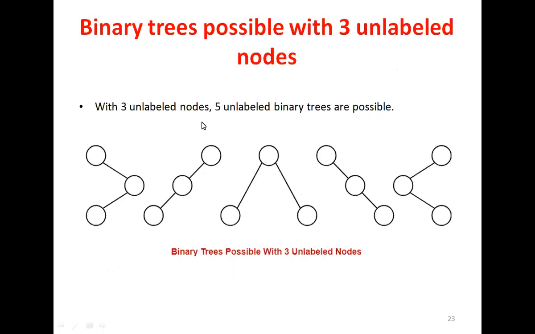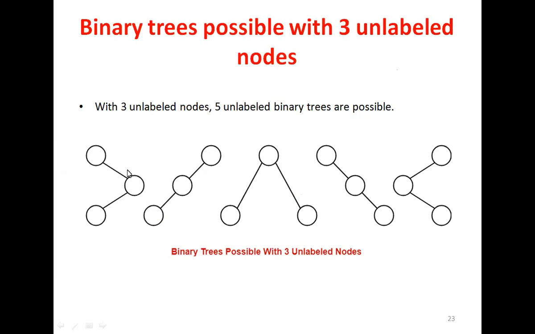For example, the constraint is we can use only 3 nodes, and the nodes are unlabeled. There is no name given to any node. So node is having no name, only node is there, but we can construct the binary tree using these 3 nodes. And different types of tree can be constructed. And what are those different types of possible trees? These are the possible trees.